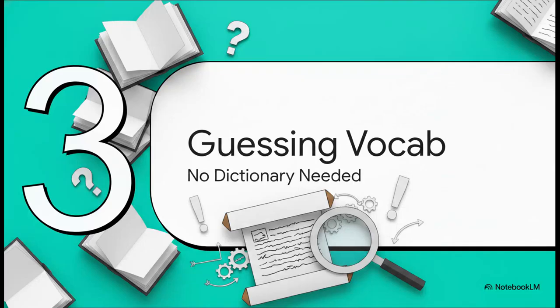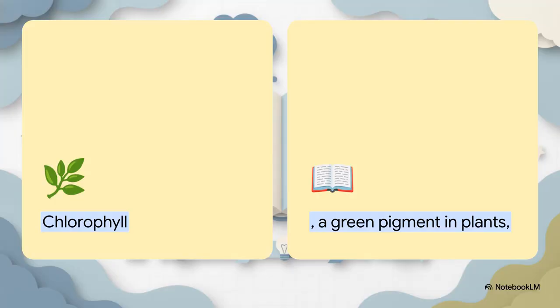All right, Section 3. Guessing vocab without a dictionary. We have all hit that horrible moment where a terrifying multisyllable word threatens to completely ruin our understanding of a sentence. But what if I told you the text itself is actually a dictionary in disguise?